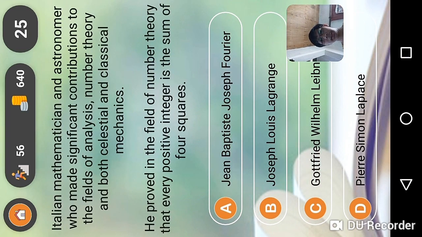Italian mathematician and astronomer who made significant contributions to the field of analysis, number theory, and both celestial and classical mechanics. He proved in the field of number theory that every positive integer is the sum of four squares. Si Joseph Lagrange.